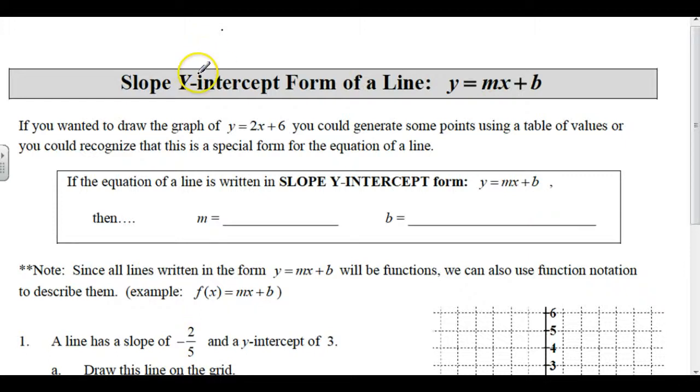Okay, the slope Y-intercept form bugs me. It should be a lowercase y. The slope y-intercept form of a line is y equals mx plus b.